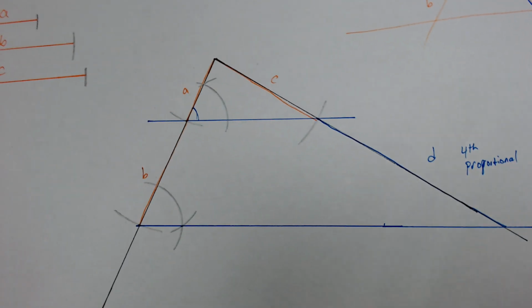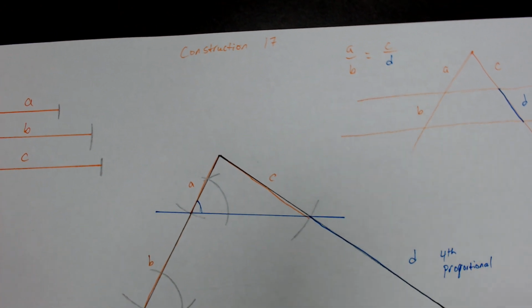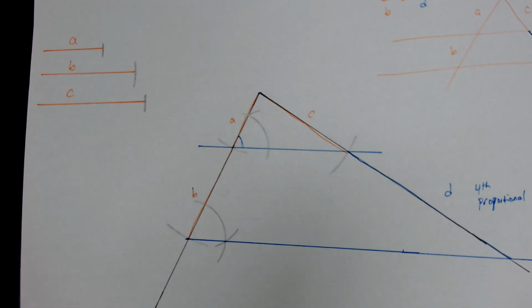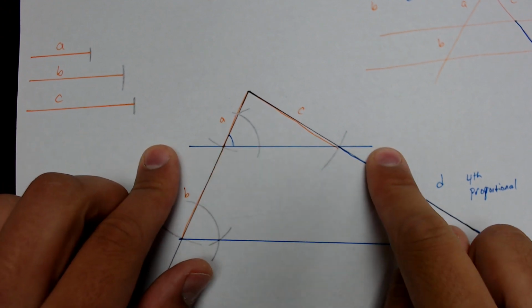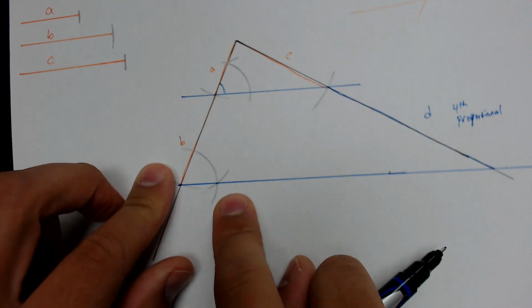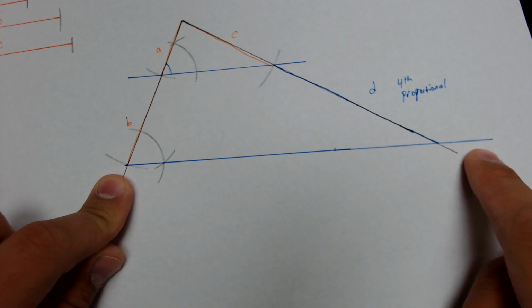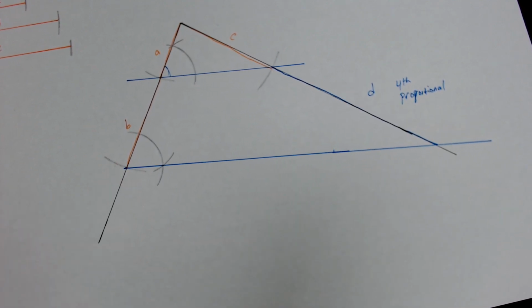All right, and that's how we construct a fourth proportional. That's Construction 17. So remember, draw two legs, mark off A, B, and C. From there, connect the ends of the top two lines, then do angle reconstruction to construct a second parallel line, and then you've got your fourth proportional.